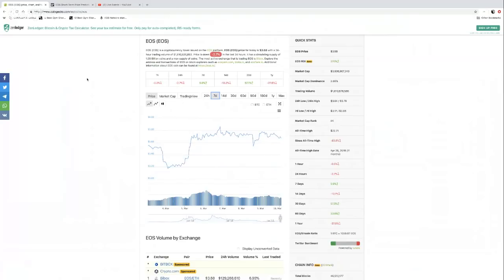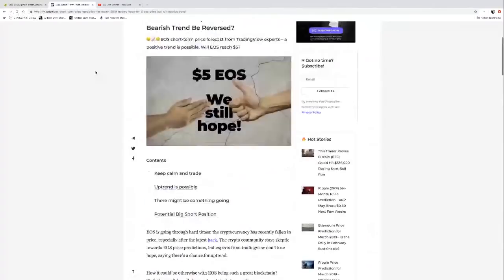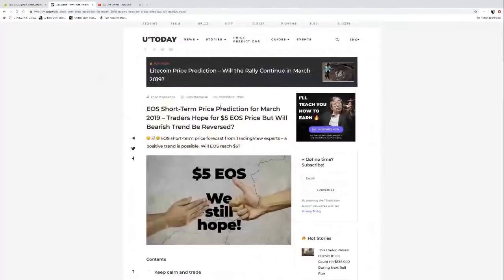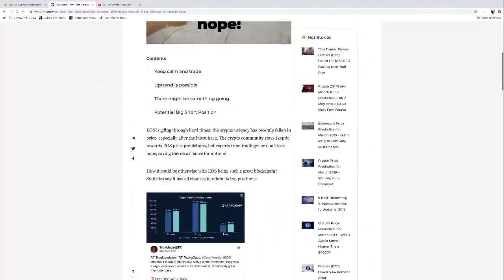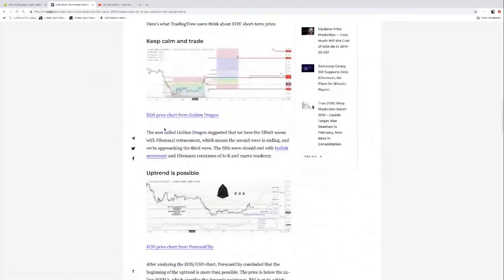And I saw this prediction. This is the EOS short-term price prediction for March 2019. Traders hope for $5 EOS prices, but will the bearish trend be reversed? I've already talked about that last night. I talked about how I think crypto winter's over with. I think all cryptocurrencies are going to start improving in price. And I like to look at charts, but charts only tell you so much. Charts can give you some predictability. And here they're talking about charts and trying to lay out a pattern for EOS.